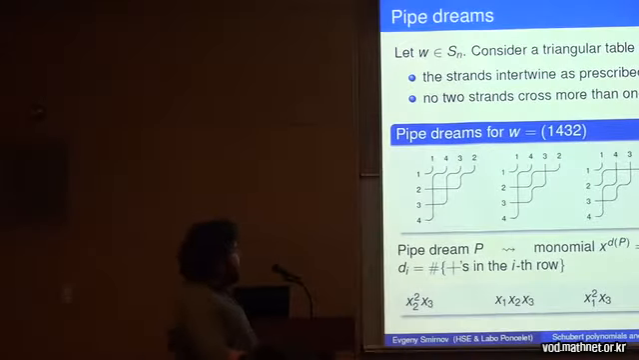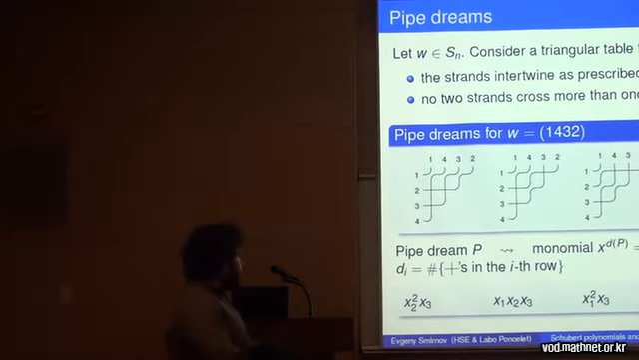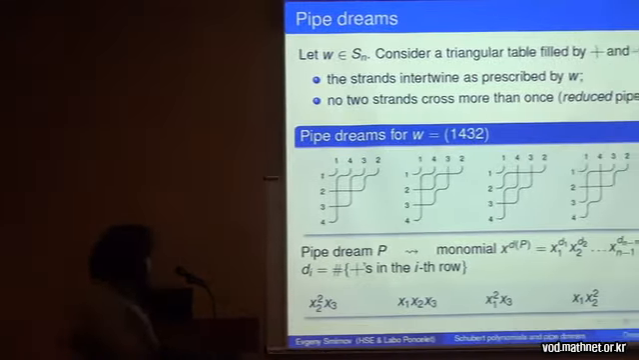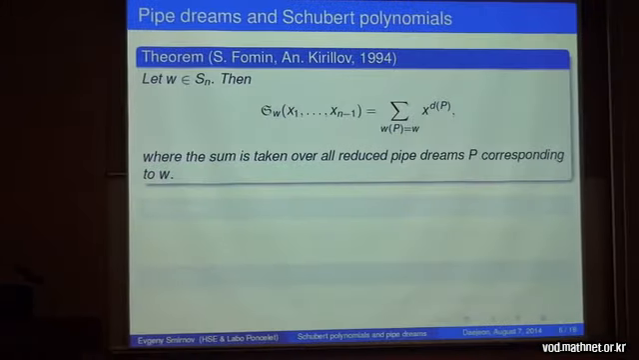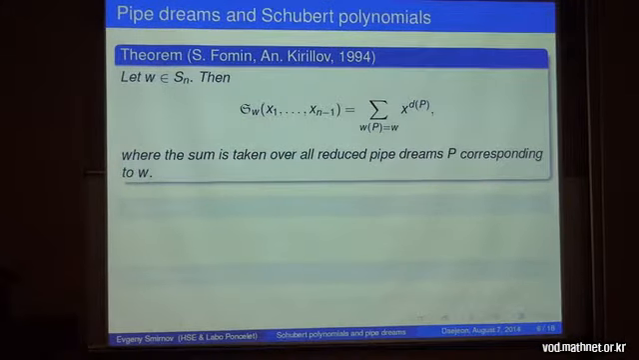So to get the Schubert polynomial, I just need to sum up all those monomials corresponding to all possible pipe dreams, and what I get is exactly the Schubert polynomial corresponding to the permutation W. Okay, and this is a theorem proved by Sergey Fomin and Anatol Kirillov in 1994. So the Schubert polynomial corresponding to a permutation W is equal to the sum of x to the power d of P over all reduced pipe dreams P corresponding to the permutation W.